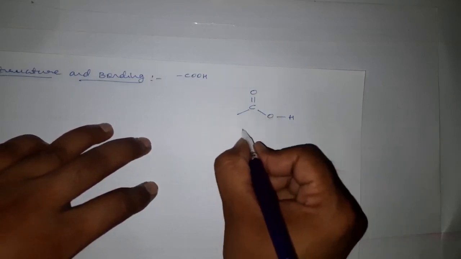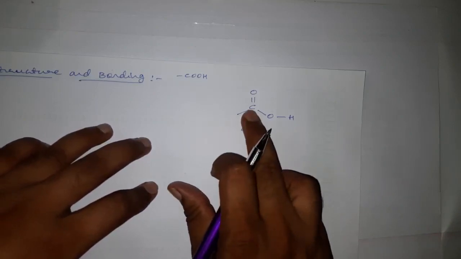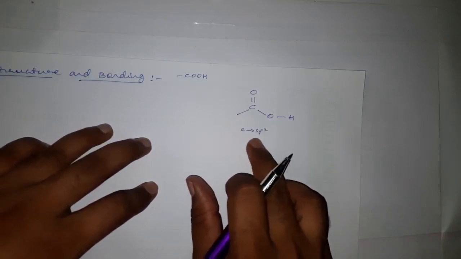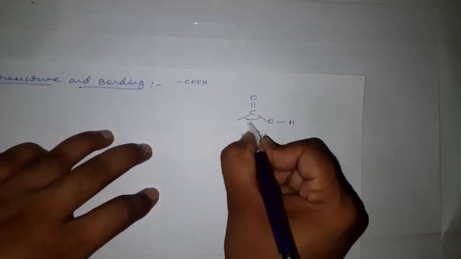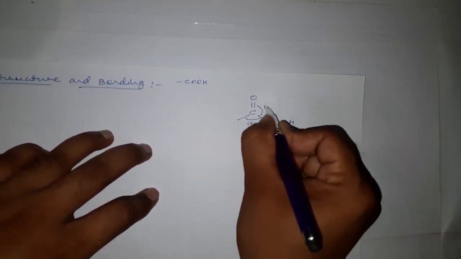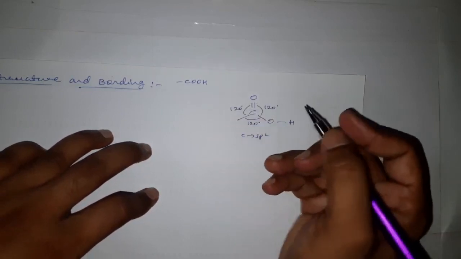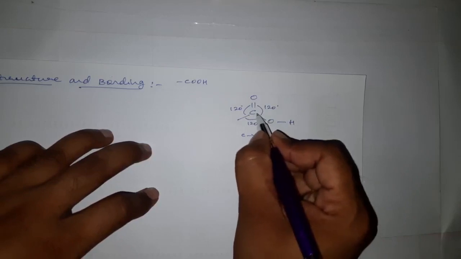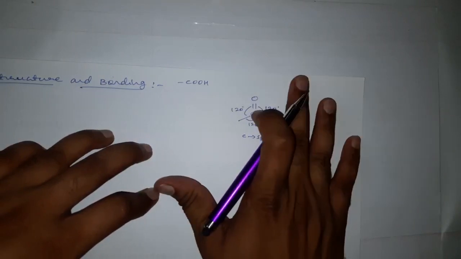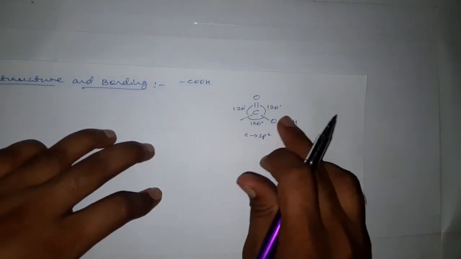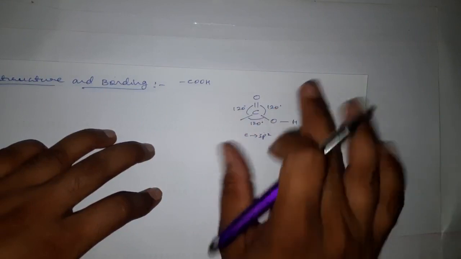Here the central carbon is an sp2 hybridized carbon atom, and as it is sp2 hybridized, it makes a bond angle of 120 degrees with each of the bonds formed. The carbon of this carboxyl group lies in a single plane, and it makes an angle of 120 degrees with each of the atoms connected to this carbon.